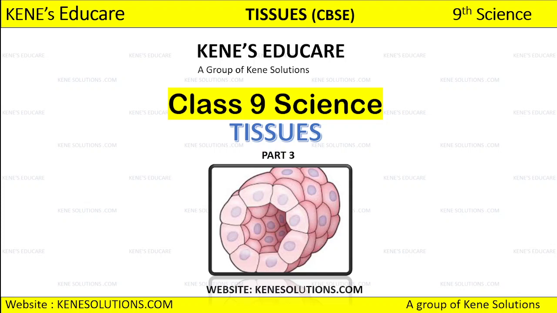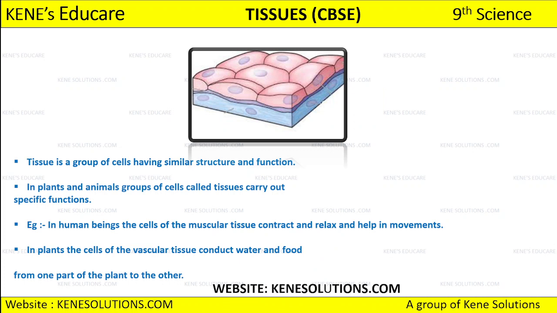Now, how did we start this lesson? We started by defining tissue. What is tissue? A tissue is a group of cells having similar structure and function. When it comes to plants and animals, we call these groups of cells tissue. A group of cells present in a plant is called plant tissue. A group of cells present in an animal is called animal tissue. All the plant and animal tissues, the cells that we have, perform specific functions in our body.